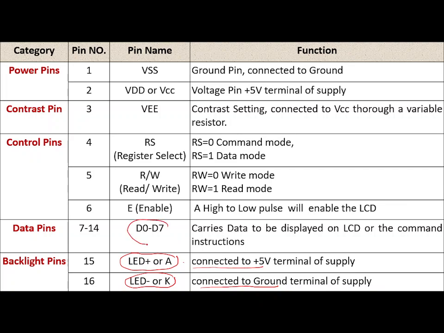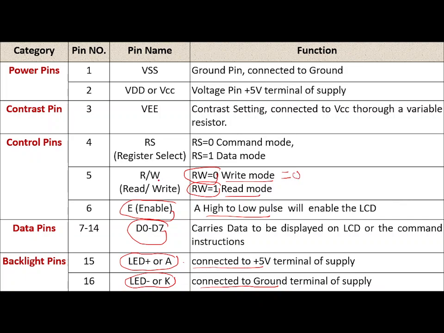It has got 8 data pins. E is called the enable pin. So when you apply a high to low pulse, it will enable the LCD. When R/W is 0, the LCD works in write mode. When R/W is 1, the LCD will be in read mode. But we always make this pin 0 by connecting it to ground.